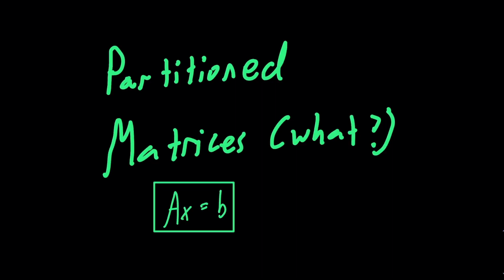Partition, partition, partition. That is not what you hear every day now, is it? What it simply is, or what it means to partition something, is to split it up. And in this case, we'll be using the system AX equals B, and we're going to split the matrices A and X in the most convenient fashion possible.